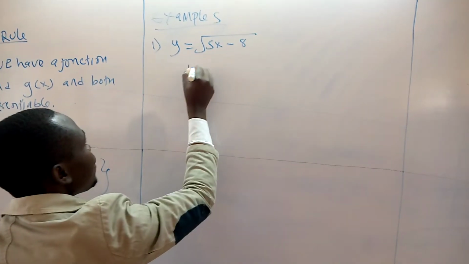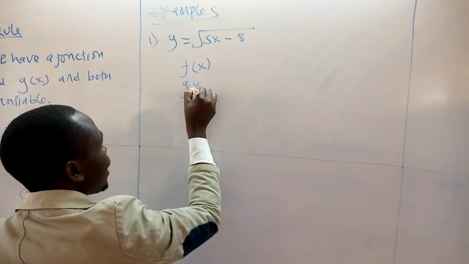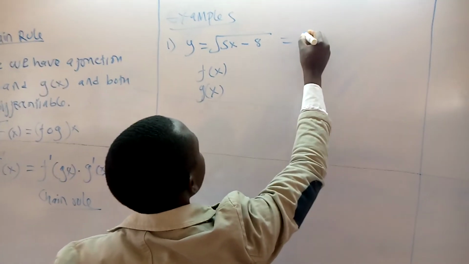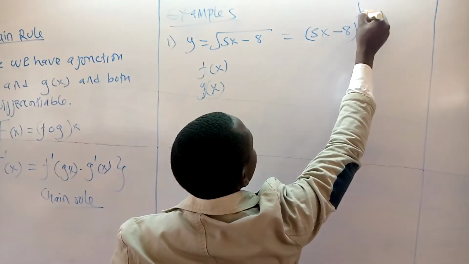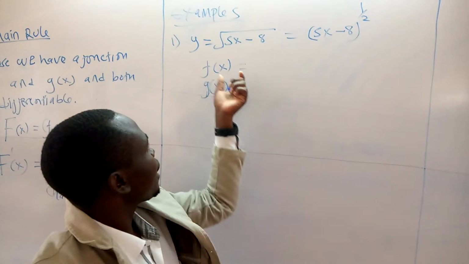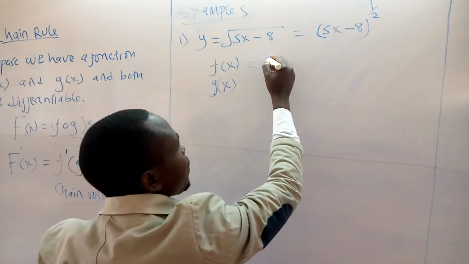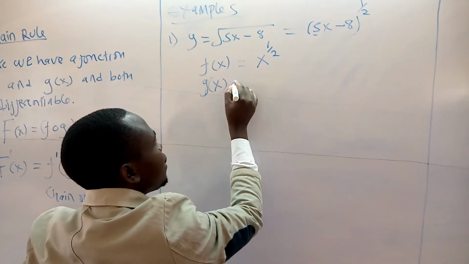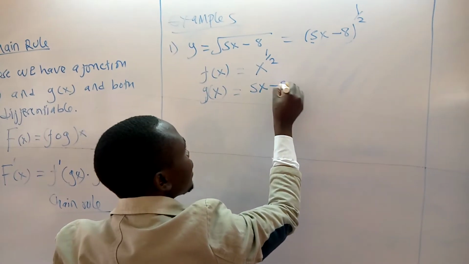We have to find the f of x first, then the g of x in this equation. This equation is just the same as 5x minus 8 raised to a half. For me to find the f of x, the whole of it I will assume to be x. Then my f of x will be x raised to a half. Then the g of x is the remaining inside, which is 5x minus 8.